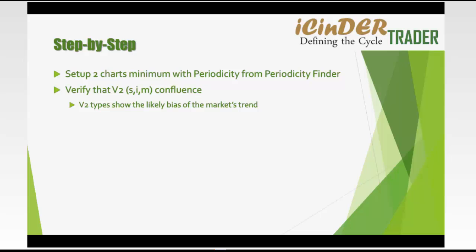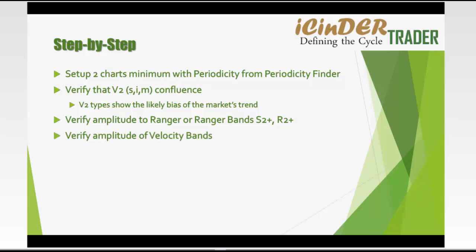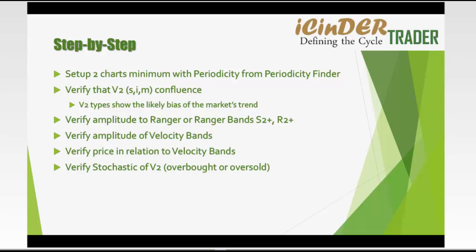You verify that the V2, S, I, and M have confluence. The V2 types show the likely bias of the market trends, and you trade with the trend. You verify amplitude to Ranger or Ranger bands, and that helps us to basically assess risk. You verify the amplitude of the velocity bands, which tells you where there's a lot of volatility in the market at that point. And you can verify price in relationship to the velocity bands because they tell you quite a bit about whether you should be in a long or a short position, or you should actually be setting up tighter stops. And you verify the stochastic of the V2 for overbought or oversold states. Evaluate the risk in relationship to the range of values is the last thing, and then you can actually take the plunge.